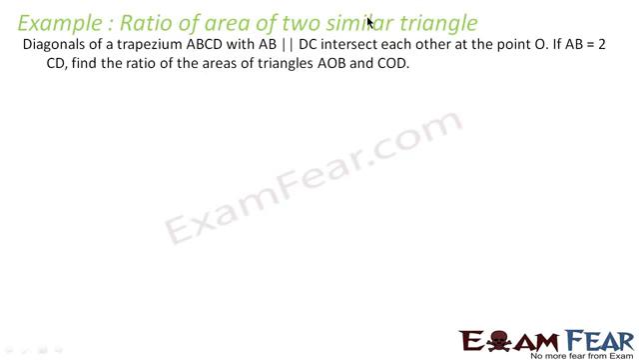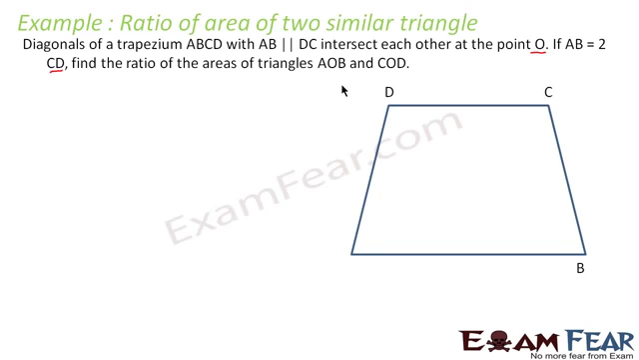We'll take one more example. Diagonals of a trapezium ABCD with AB parallel to DC intersect each other at point O. AB is equal to 2CD. We have to find the ratio of the areas of triangles AOB and COD.